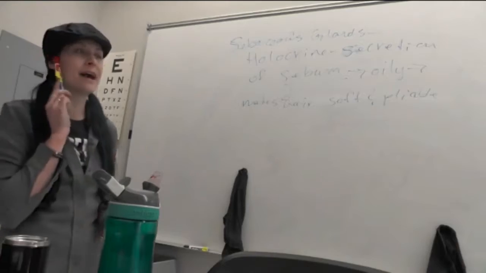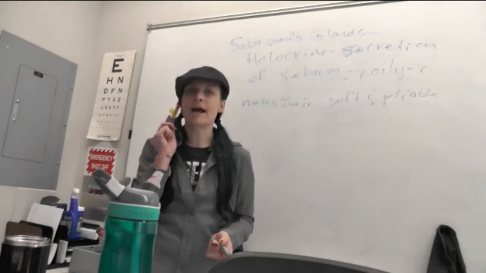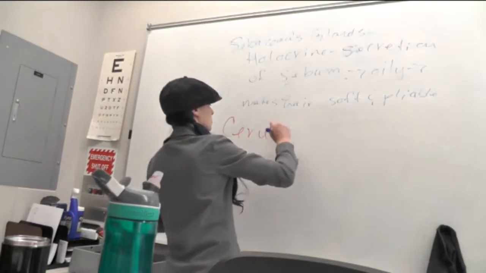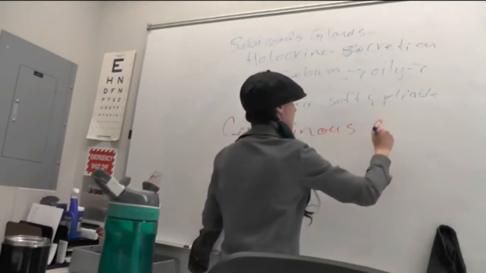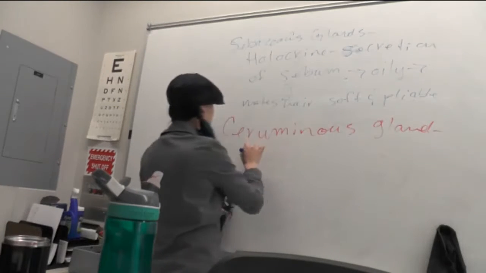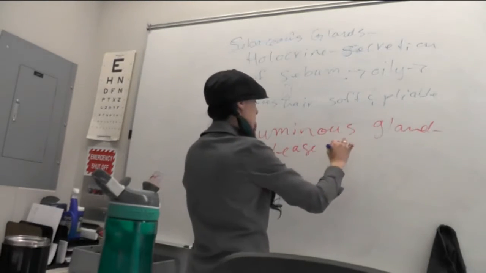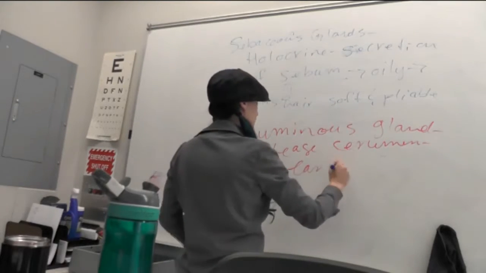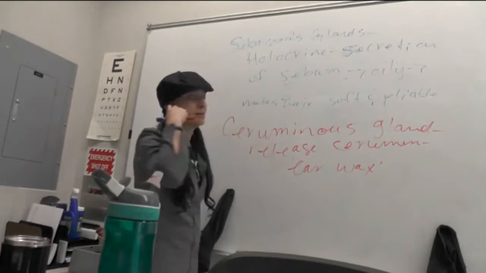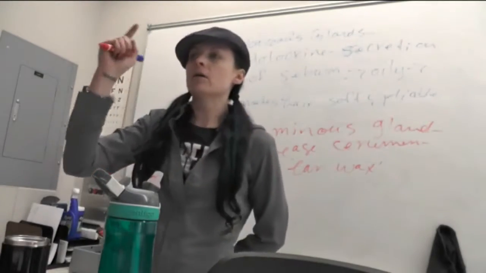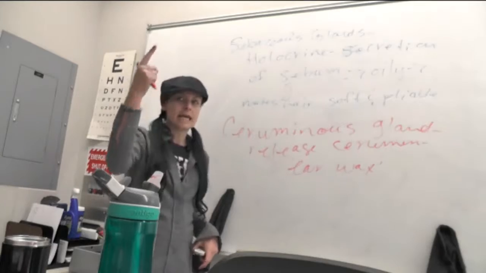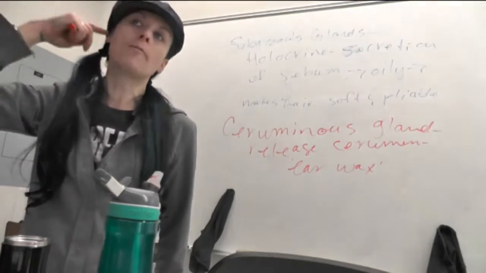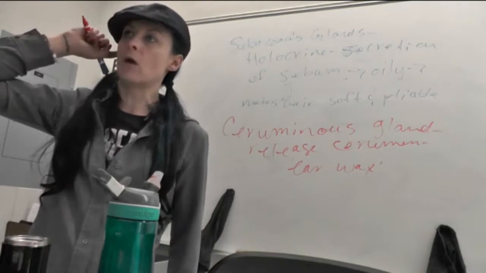So a modified type of sweat gland that we find in the ear is called the ceruminous gland. And these release cerumen, which is earwax. So we find this in the integument of the ear canal, and earwax is sticky and bitter. So it serves a protective function by hopefully preventing bugs and things from crawling in your ear.